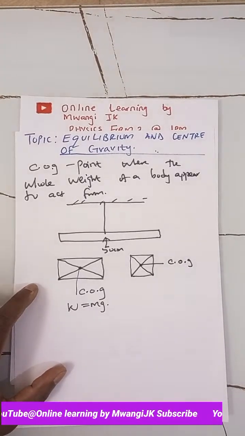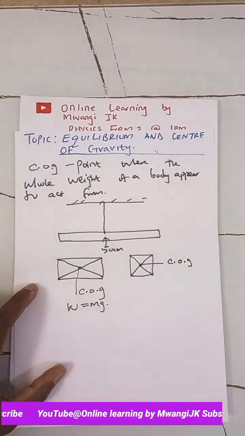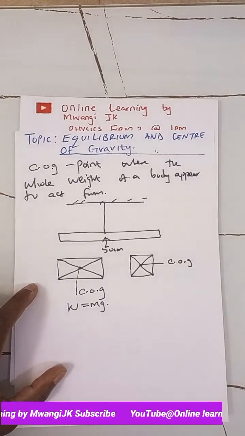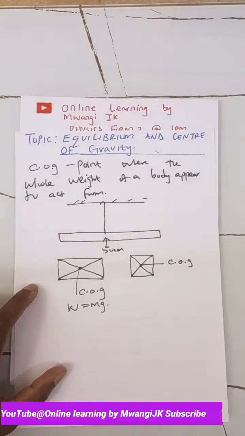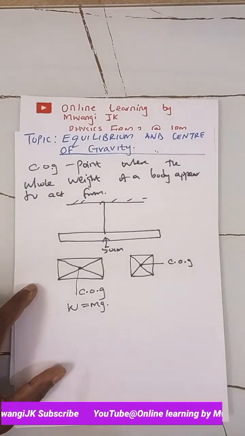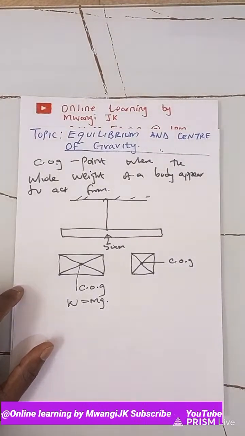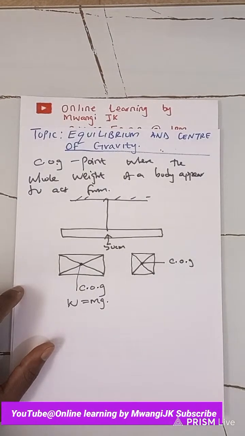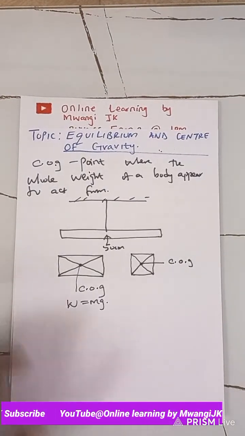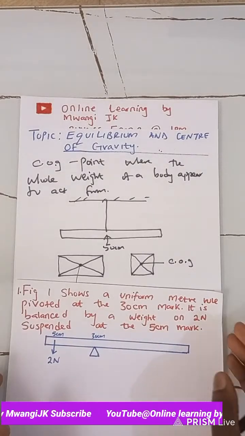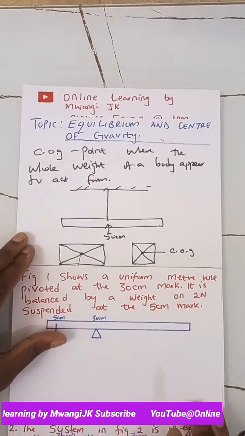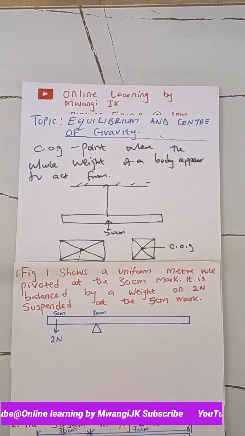That is the point where all of its weight acts from. So then we move on now, combining the COG and what we learned earlier about the turning effect of a force. Therefore, it means any piece of wood or a meter rule has weight. And that takes us to a question we'll be able to look at and solve that involves now the weight of the rule, of the meter rule.